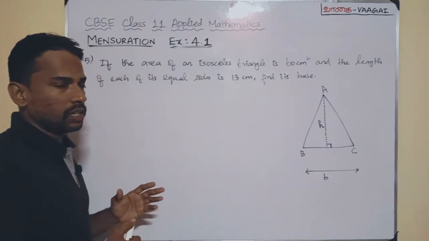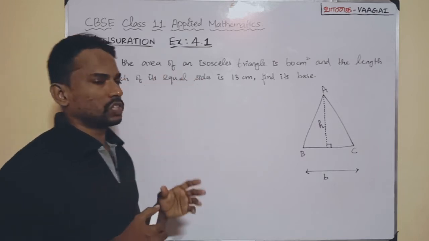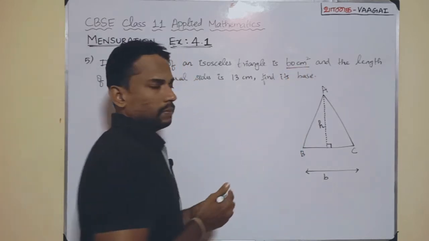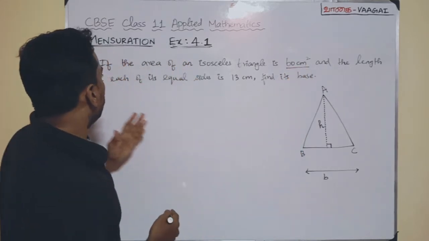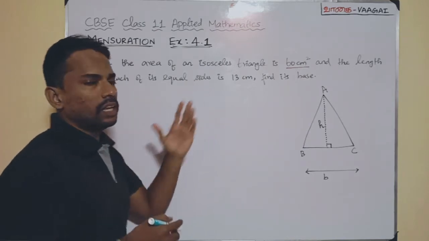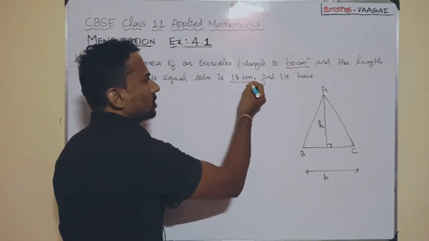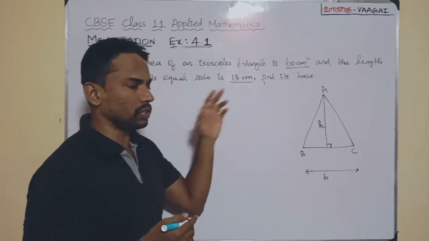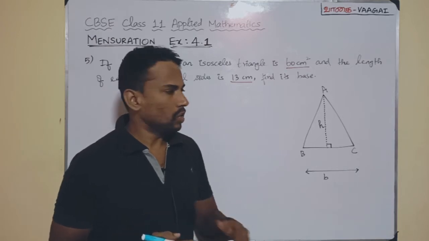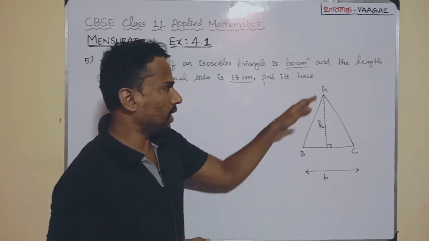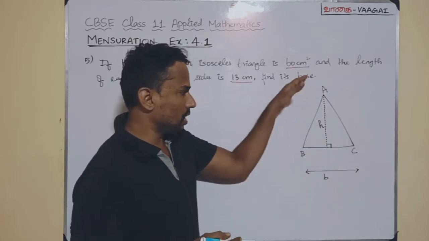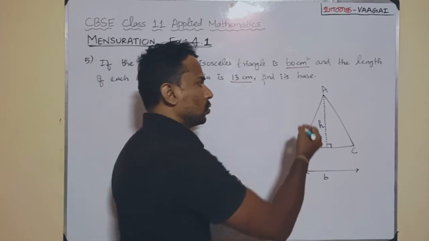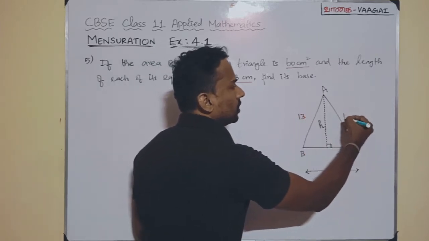So here our question is, if the area of an isosceles triangle is 60 centimeters square, so given the area is 60 centimeters square, and the length of each of its equal sides is 13 centimeter. Out of the three sides, there will be two equal sides in this isosceles triangle, right? The two equal sides are given to be 13 centimeter each. So now we'll come to our triangle. In our triangle, we have taken this AB and AC to be the equal sides. So let us note it here itself. These two sides are 13 and 13 centimeters.